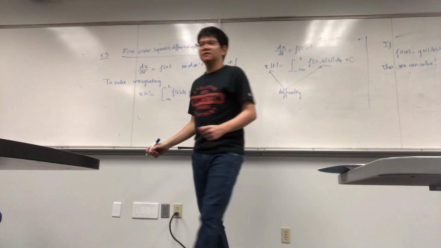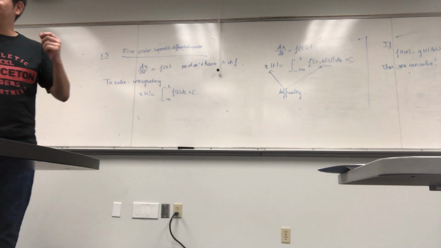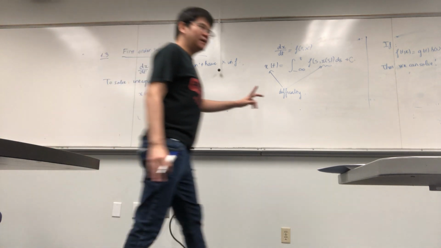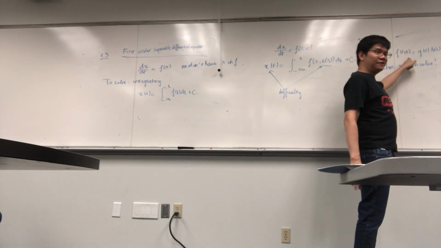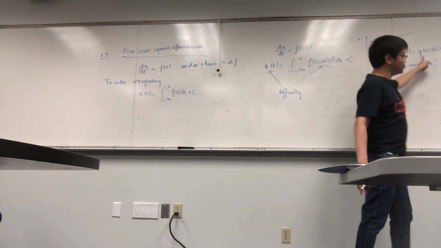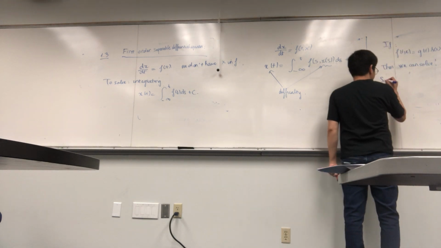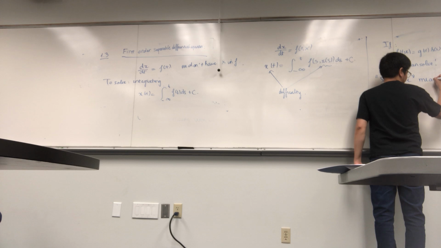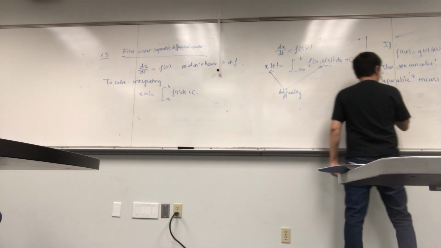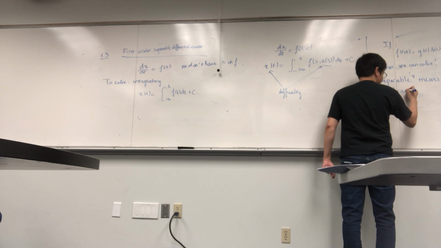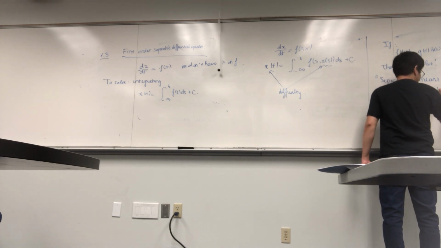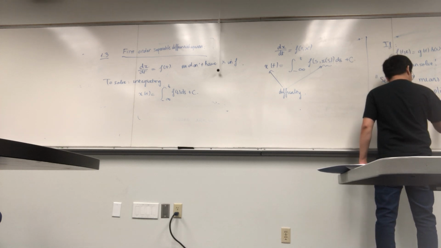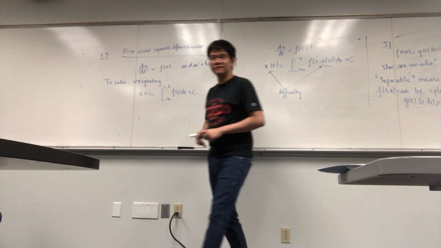All right. So in the case that f is the product of a function of t and a function of x, then we can solve. And this is called separable because f can be separated into g and h. Separable means that f(t, x) can be separated, split into g and h. All right? So I explain again.